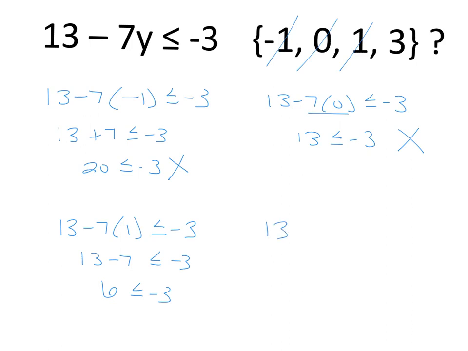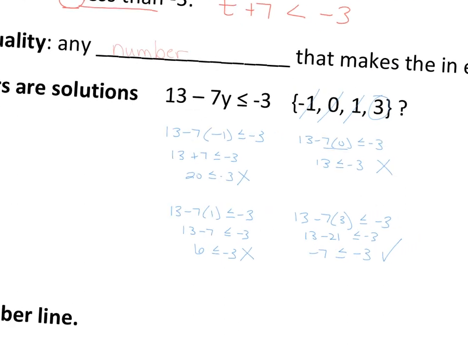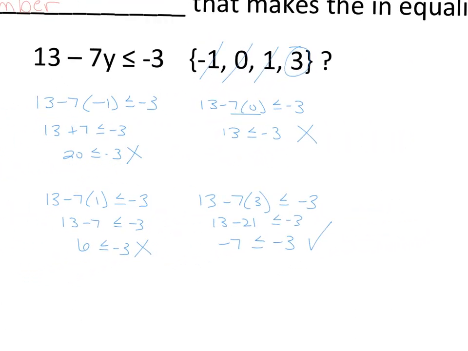So then I'm going to my last one here. 13 minus 7 times 3 is less than or equal to -3. So 13 minus 21 would be -7. So now is -7 less than or equal to -3? Yes, it is. So this right here is your answer. Now, when you write your answer out, though, make sure that you use a set bracket. So you see how they give you set brackets here? Okay, if you start with set brackets, you finish with a set bracket. So do set bracket, put in what answer worked, so 3 worked, and close it off.